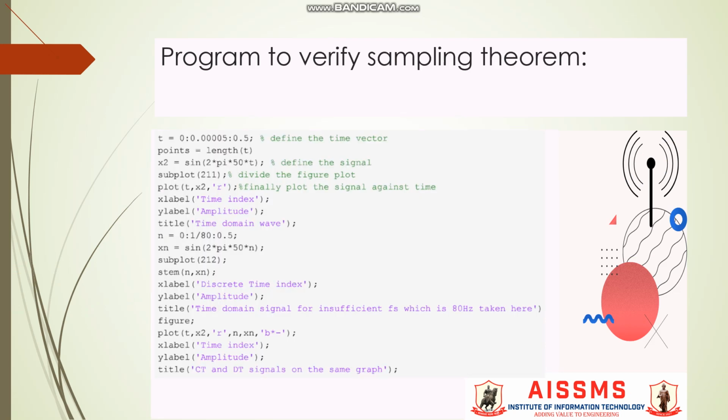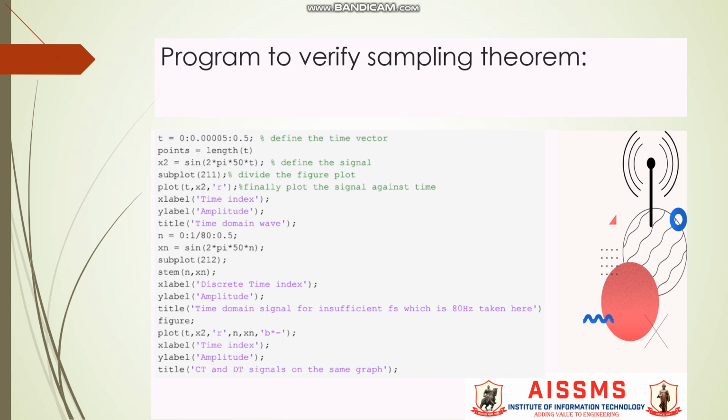Let us now see a program in MATLAB to verify this sampling theorem. For the given t up to 0.5 with a step size of 0.00005 and length 0.5, we will plot our original signal defined by x2. Here, frequency f is equal to 50. The resultant plots are those of the original signal and the sampled signal.